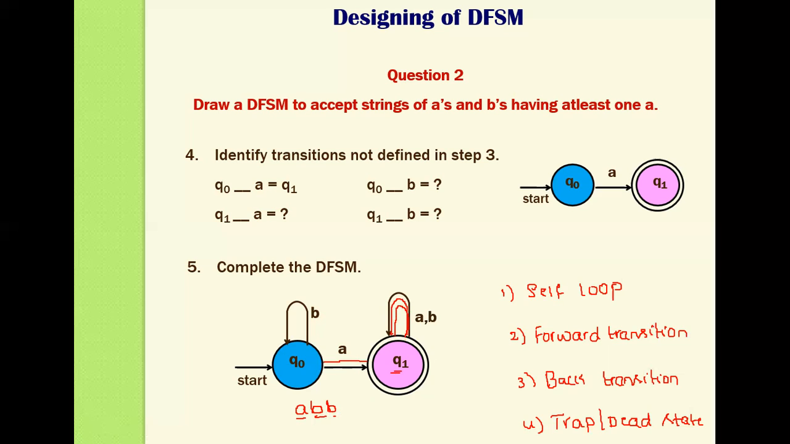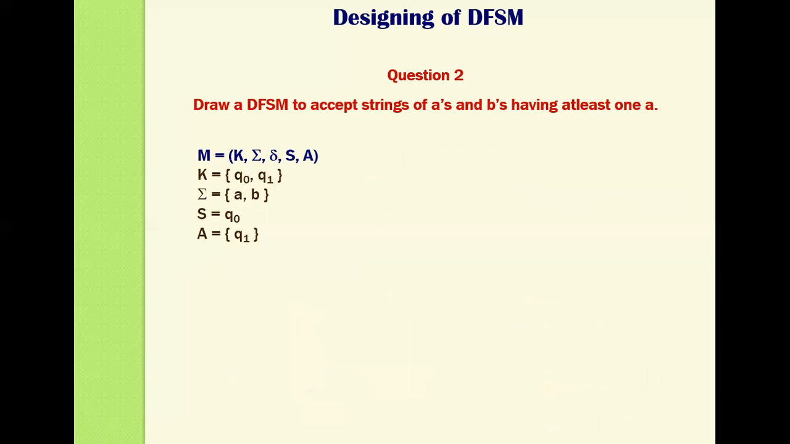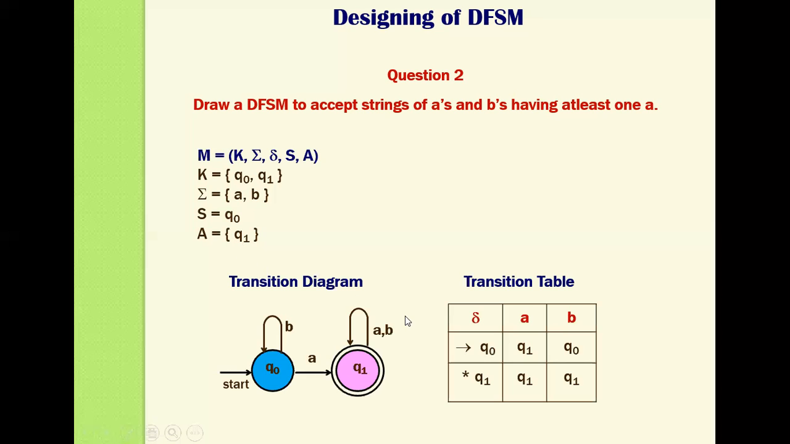Now after this, we have to write down what is M. So what is K here? Q0, Q1. The input symbols will be A, B. The start state is Q0. The accepting state is Q1. And then you have to draw the transition table. I hope you have got this point right.